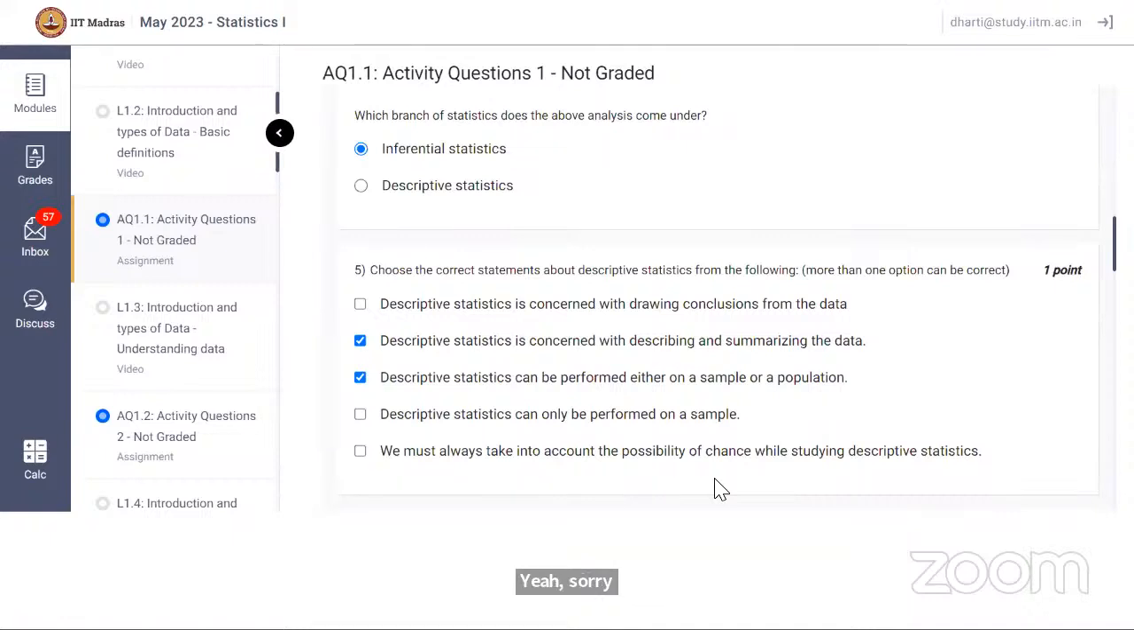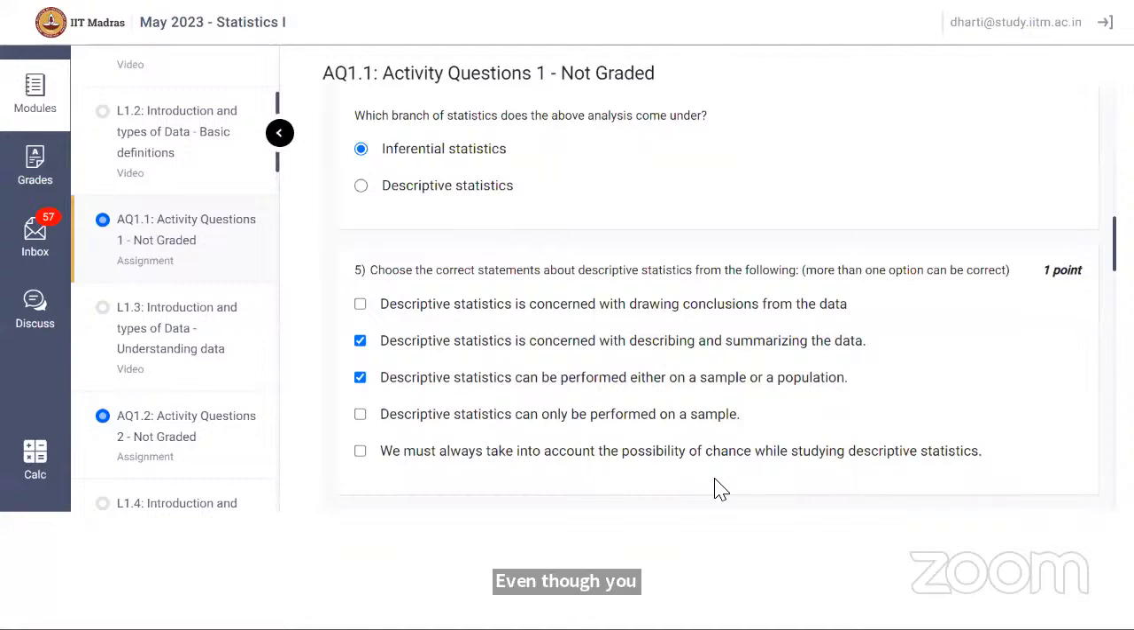Yeah, so chance is involved when we are performing descriptive statistics on a sample, because if the sample is not representative of the population, it could be because the sample was picked at random, and because of chance it wasn't that representative. No, no. See, whenever you are talking about descriptive statistics, you can't move outside your data set.